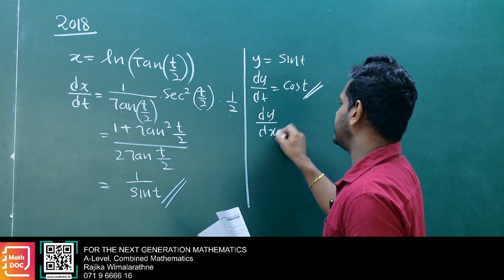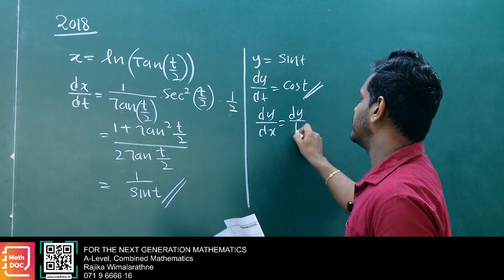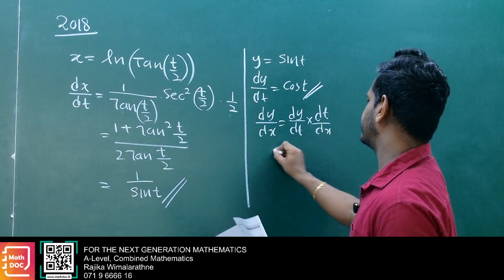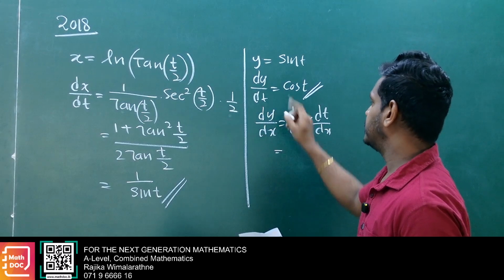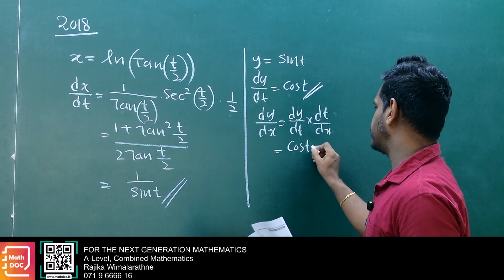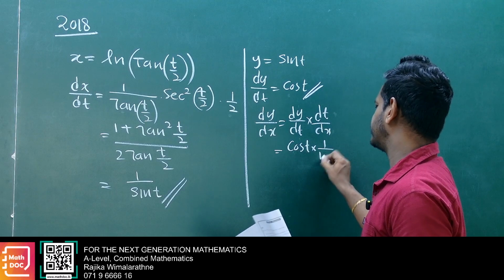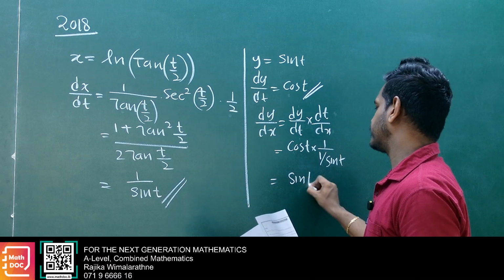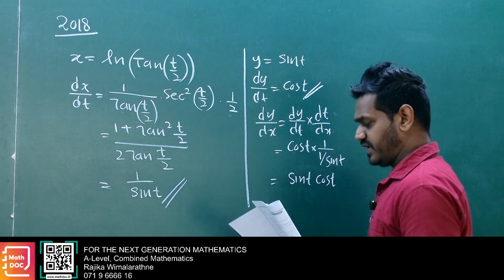Then dy/dx equals dy/dt times dt/dx. dy/dt is cos t, dx/dt is 1 over sin t. Then we get sin t cos t.